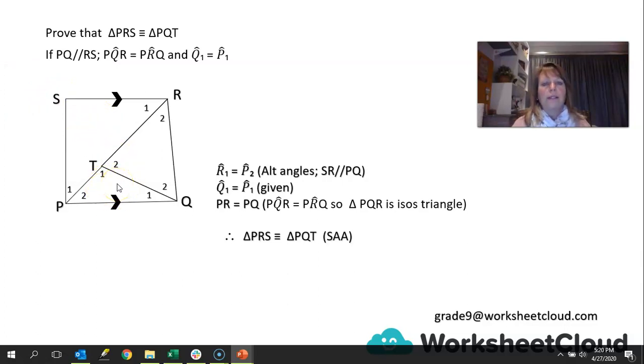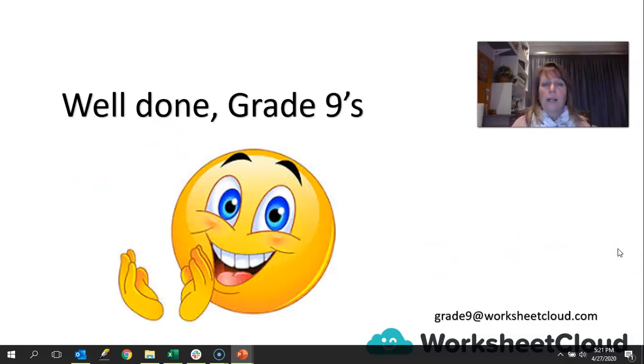Like I say to you, diagrams sometimes are very misleading. We can't go with what it looks like. We've got to go with what we are given. Okay, right. Well done, grade 9s. That was quite intense, some of those things that we put into practice. More practice if you do your activity, and then check your memo.